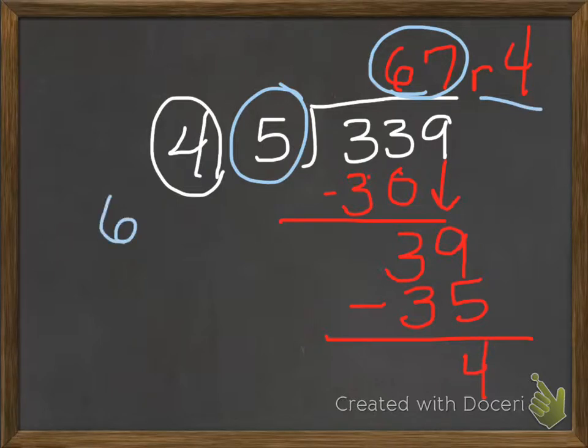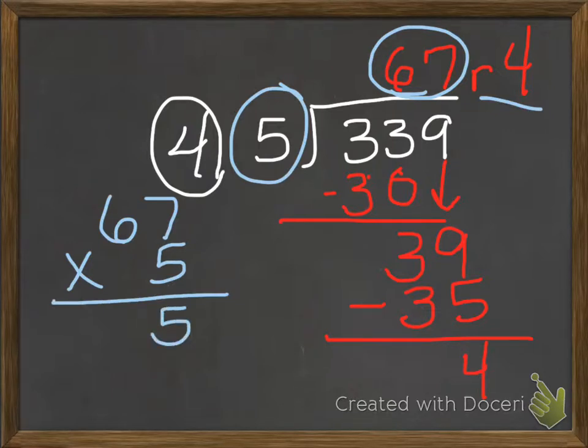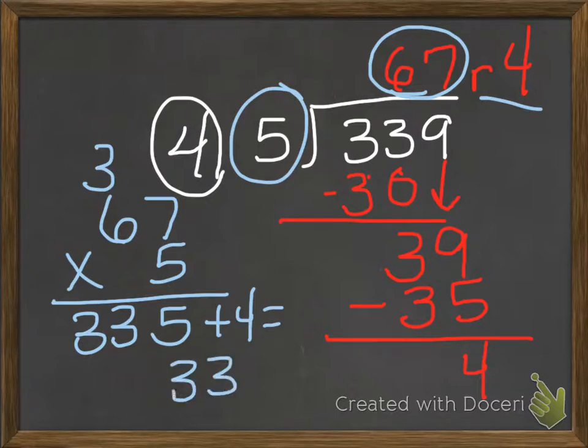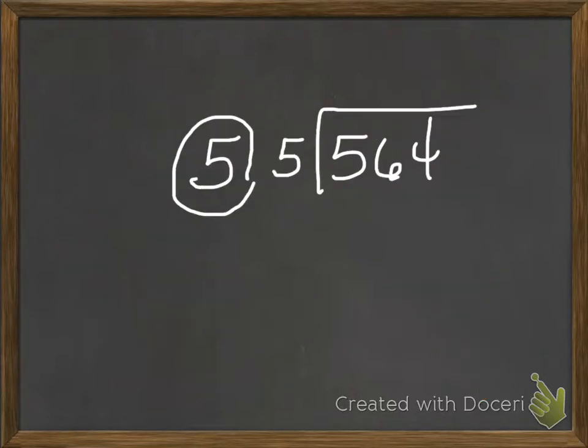Okay, so 67 times 5. 5 times 7 is 35. 5 times 6 is 30, plus 3 more is 33. So we have 335 plus 4. 4 was our remainder, and that's going to equal 339. Same as the number in the middle, right there that we divided. Alright, another one. 564 divided by 5.